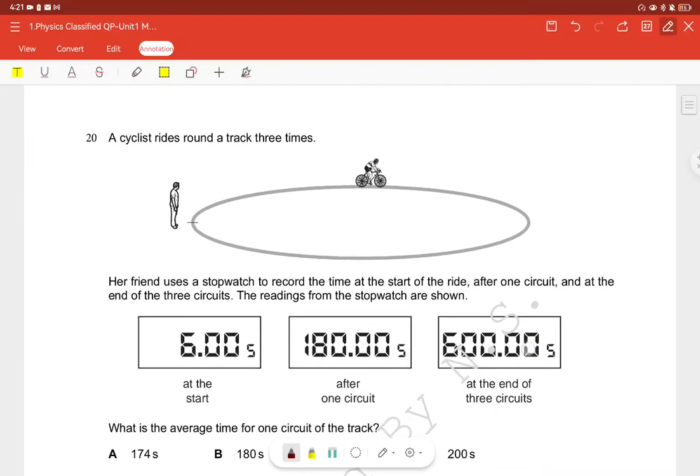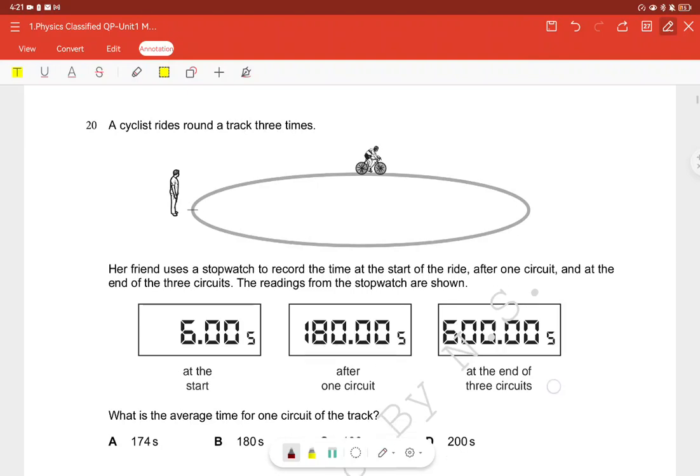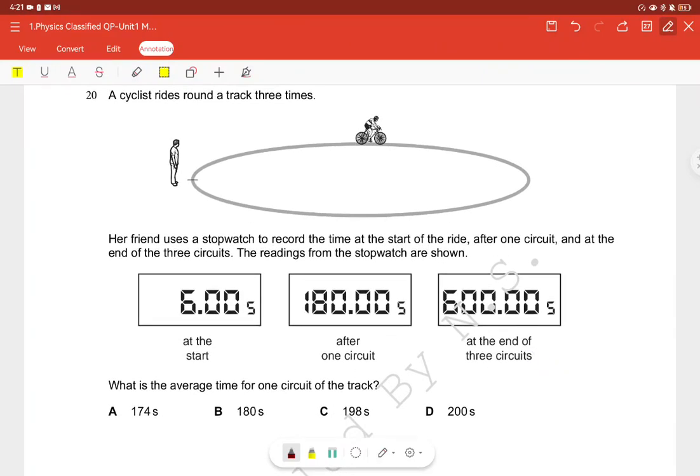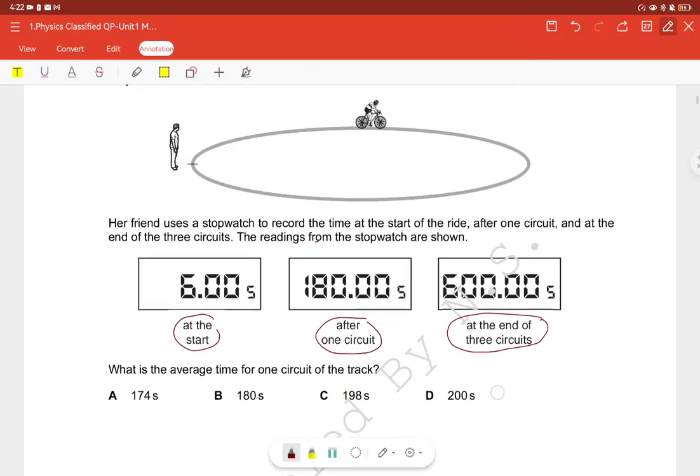Question 20, a cyclist rides round the track 3 times. Her friend uses a stopwatch to record the time at the start of the ride, after 1 circuit, and at the end of the 3 circuits. The readings from the stopwatch are shown. At the start it was 6. After 1 circuit, it becomes 180. And at the end of the 3 circuits it is 600 seconds.